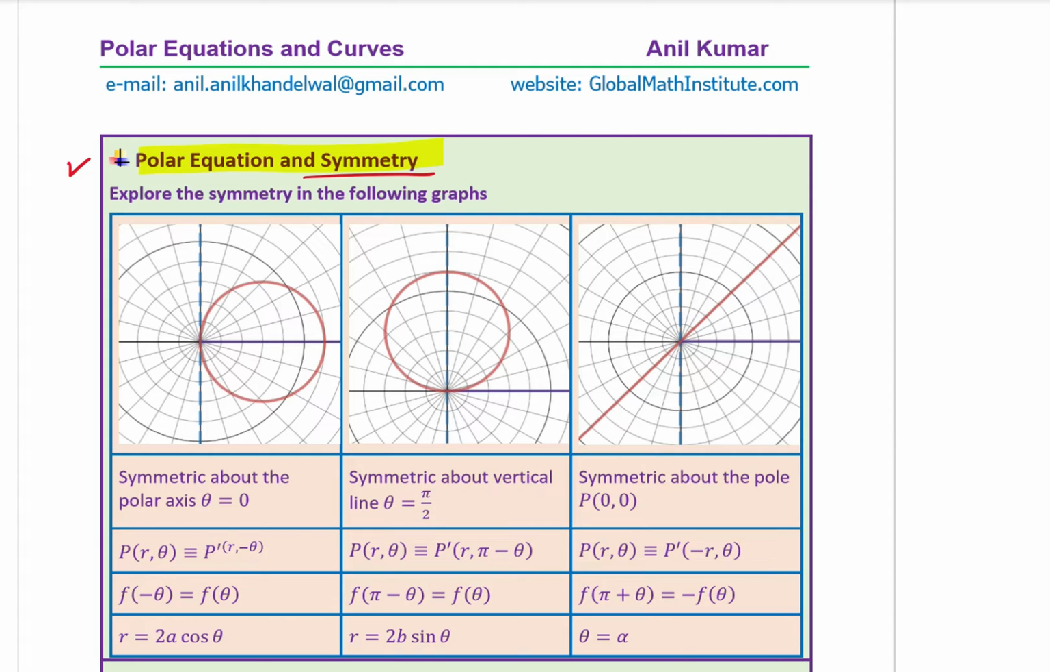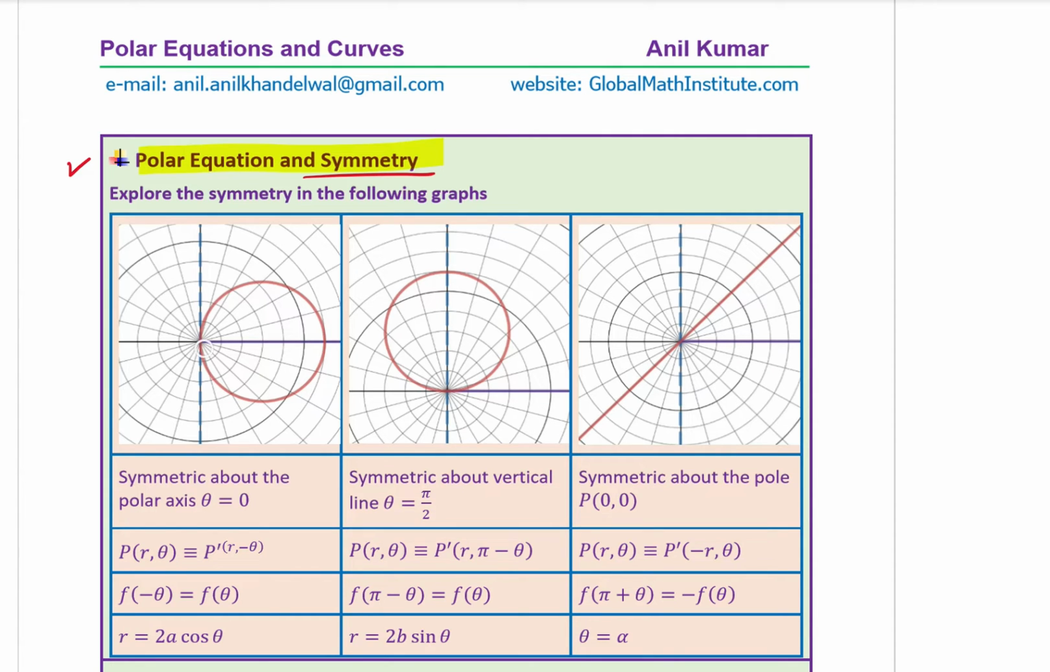Okay, so let's explore symmetry with the help of examples. Now, can you identify the symmetry shown in this particular graph? And then look into the other two. What kind of symmetry do you see?